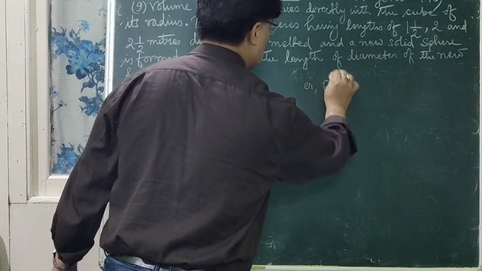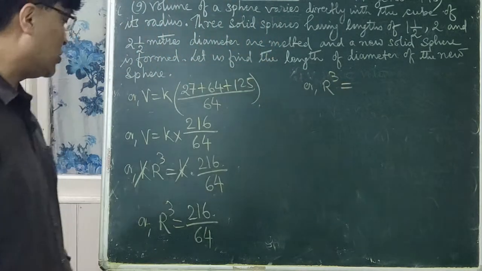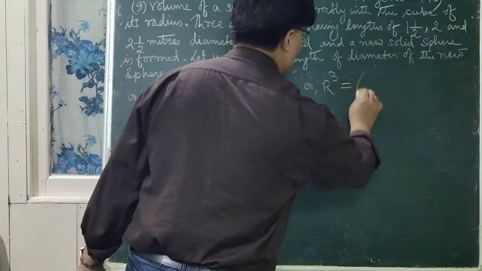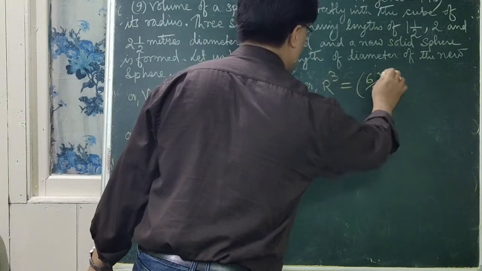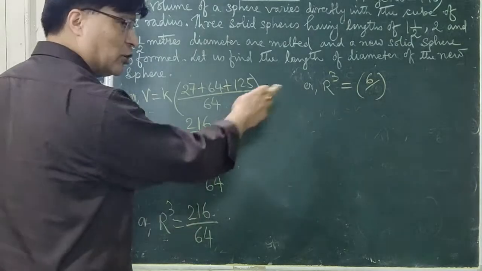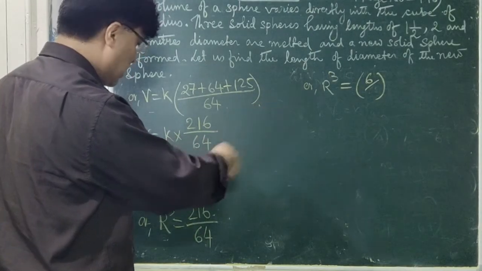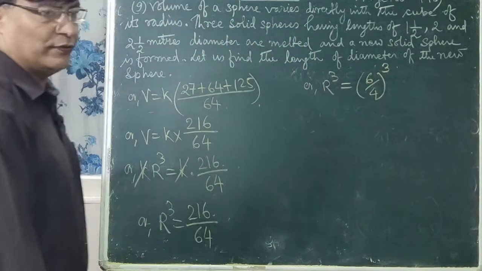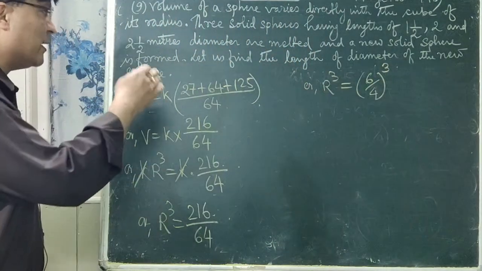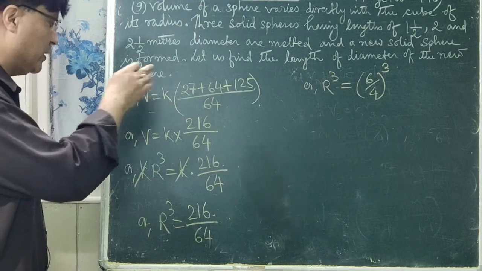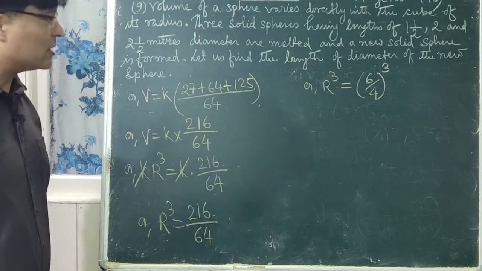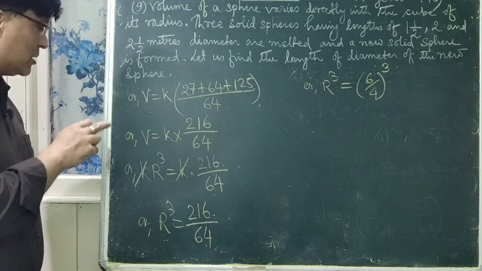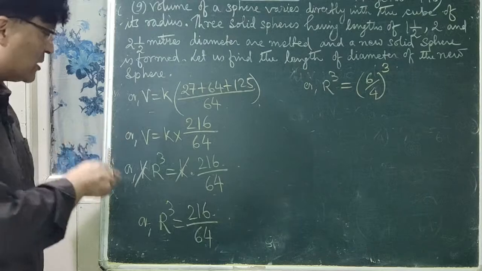So it is r cube is equal to, now this 216 divided by 64 can be written in terms of whole cube. That is 6 by 4 whole cube. 6 cube is 216, isn't it? And 4 cube is 64. Is that clear? That is 6 by 4 whole cube is your 216 divided by 64. That is 6 cube, 6 is a 36 into 6, 216, and 4 cube, 4 4s are 16, 16 4s are 64.